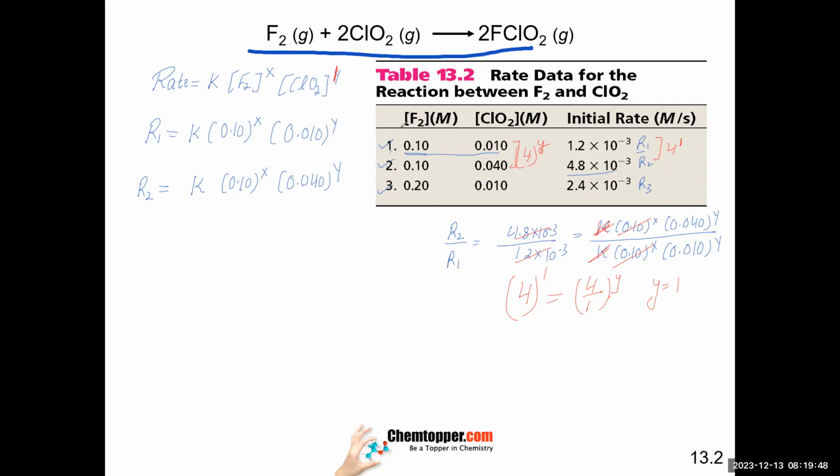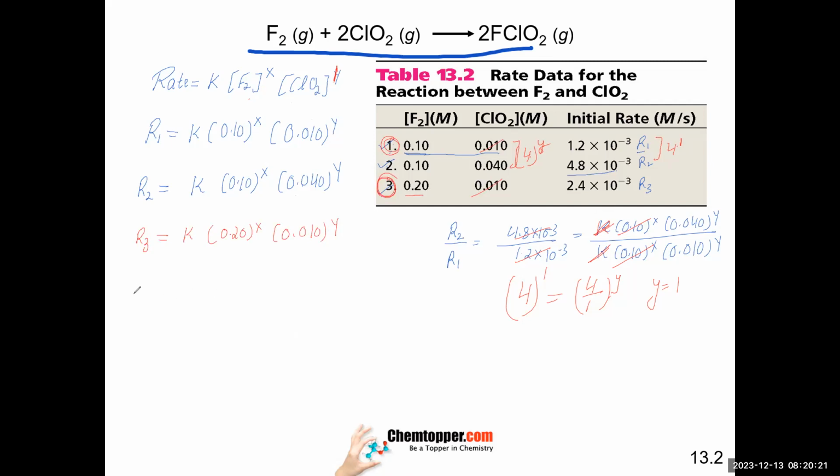Yes. Pick up experiment 1 and 3. Why pick up 3? Because Y will cancel, right? So what is rate 3? Rate 3 is K times concentration of F2, which is 0.20 raised to power X, 0.010 raised to power Y.